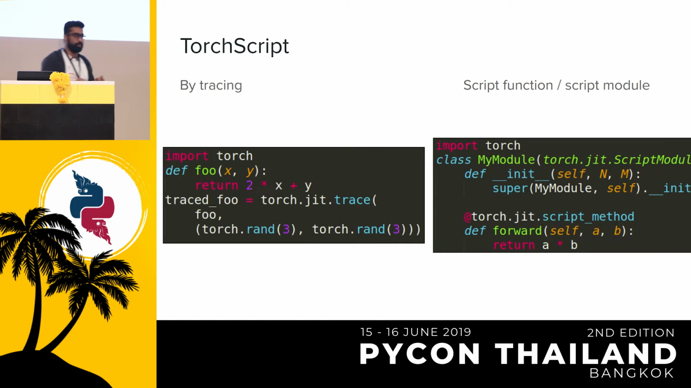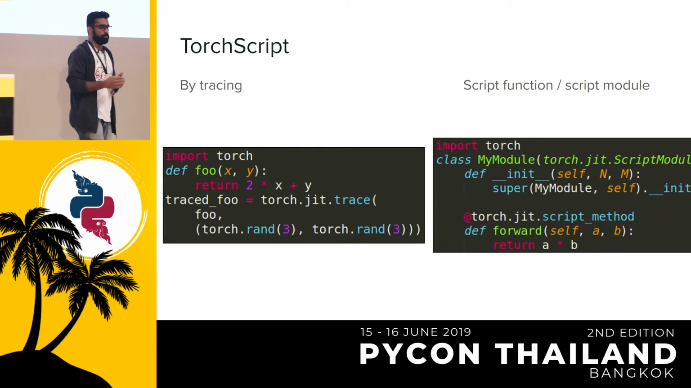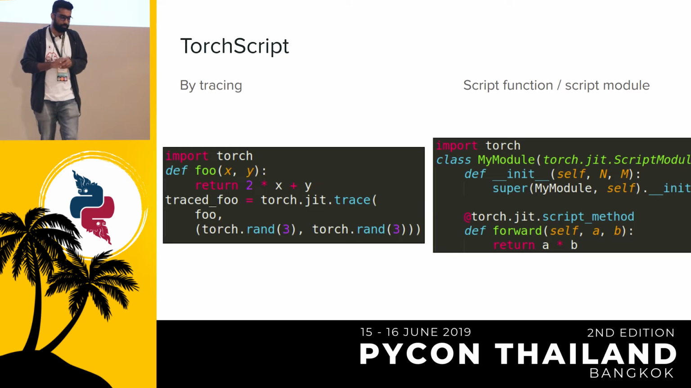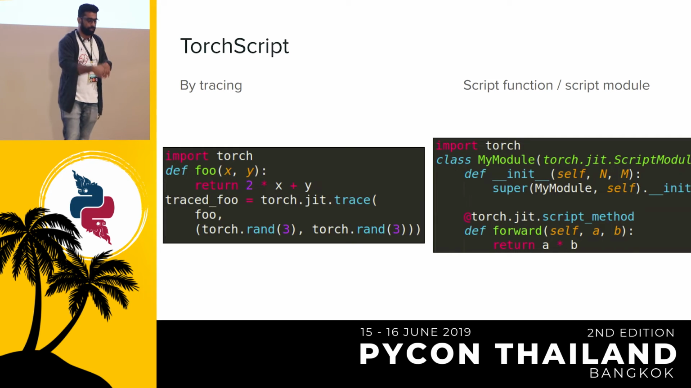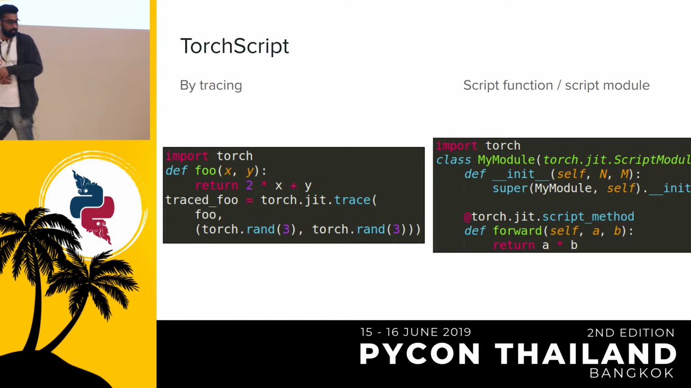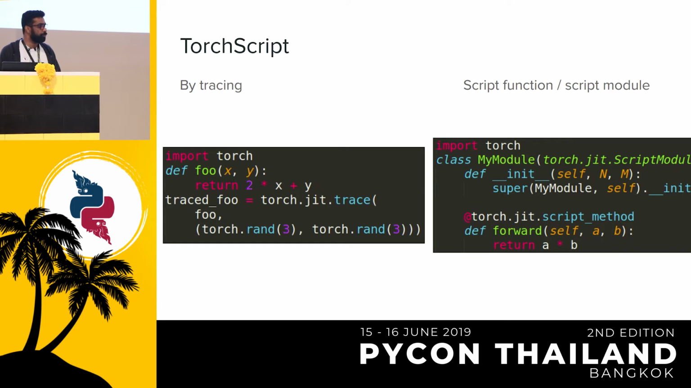The second approach is by using a script function or script module. You can inherit from torch.jit.ScriptModule and use the decorator torch.jit.script_method that lets you convert that class to a TorchScript module.